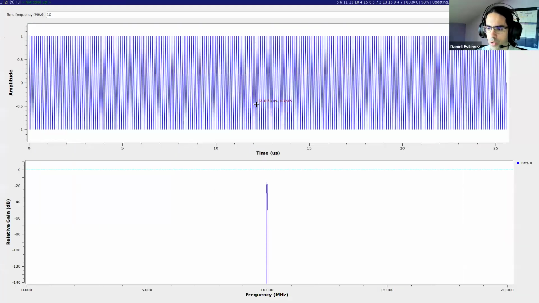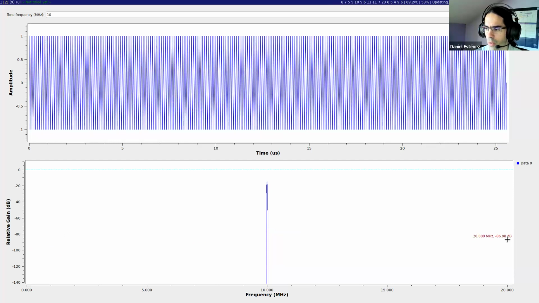And then I'm going to run it. And we can see, no surprise, that we have a single signal at 10 megahertz. And then something we might observe is this FFT plot. This is basically an FFT of the signal. It goes from 0 megahertz to 20 megahertz.